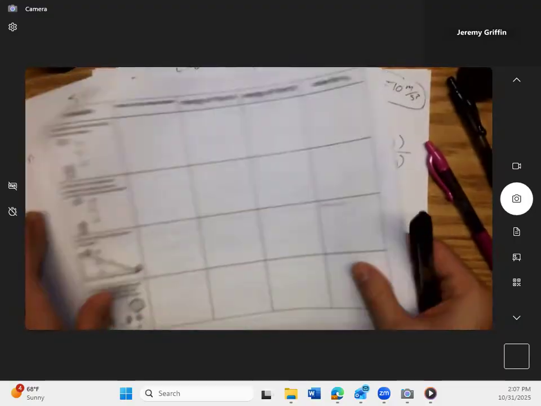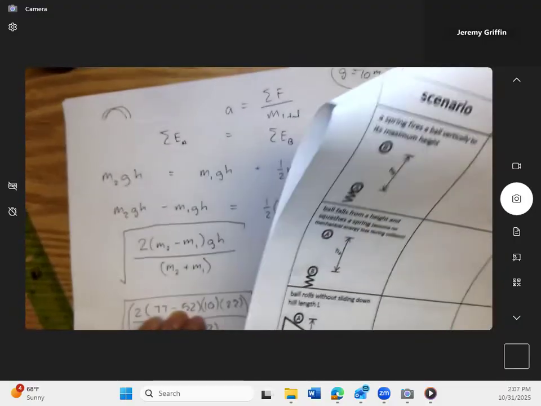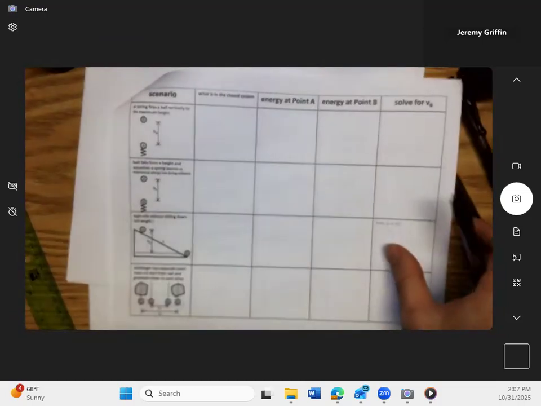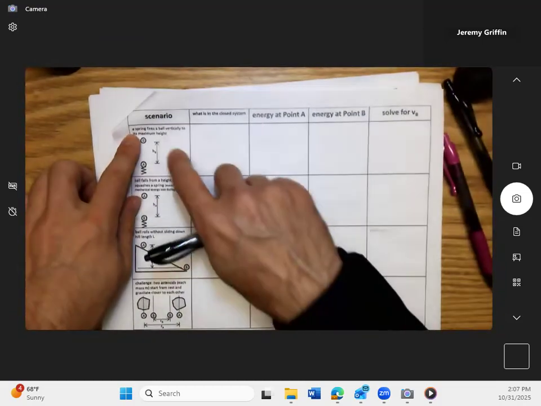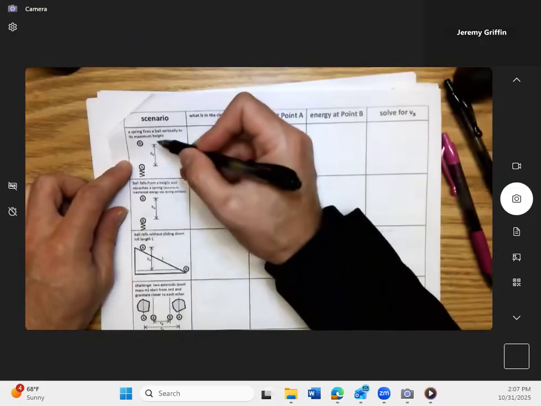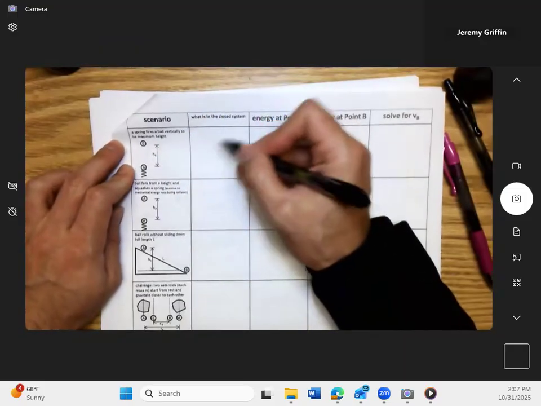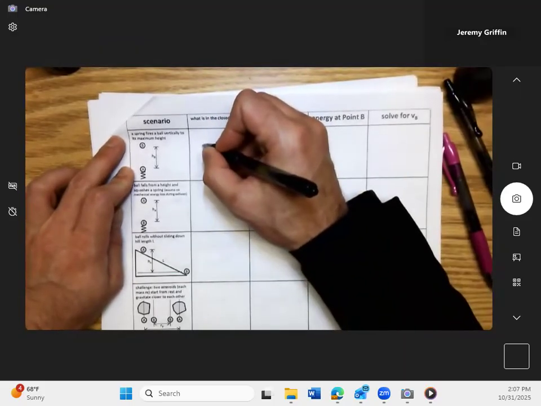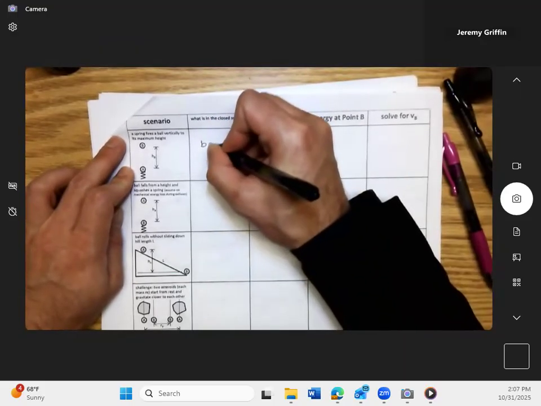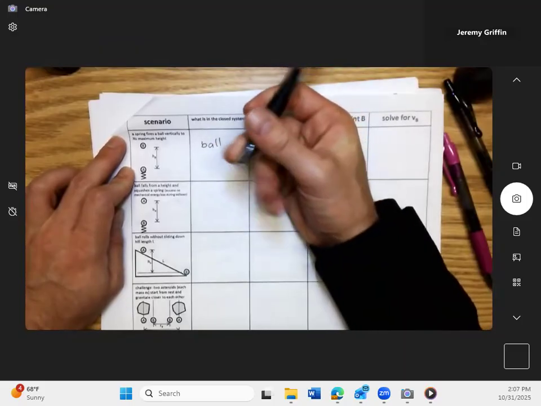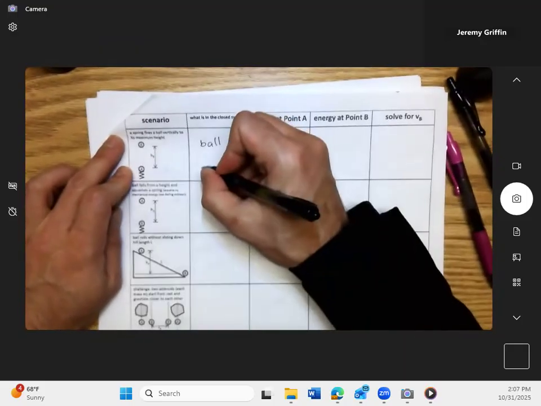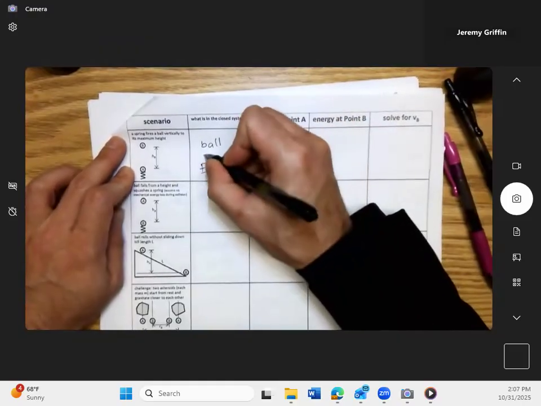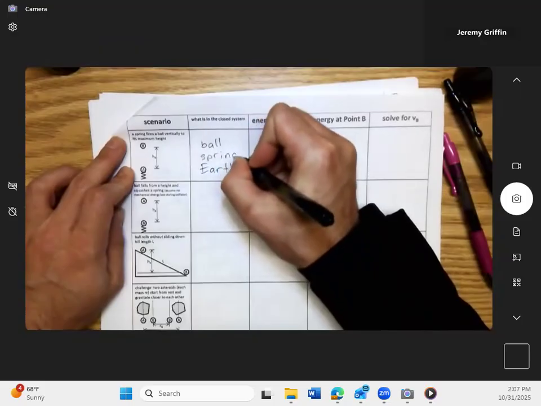All right, so last page on this packet. Ooh, we got some springs. A spring fires the ball vertically to its maximum height. What do you think would be in the system? Gravity. If you're dealing with gravity, the object providing gravity is the Earth. Yeah, the ball, the Earth, and the spring. Because at some point there could be energy in the spring.